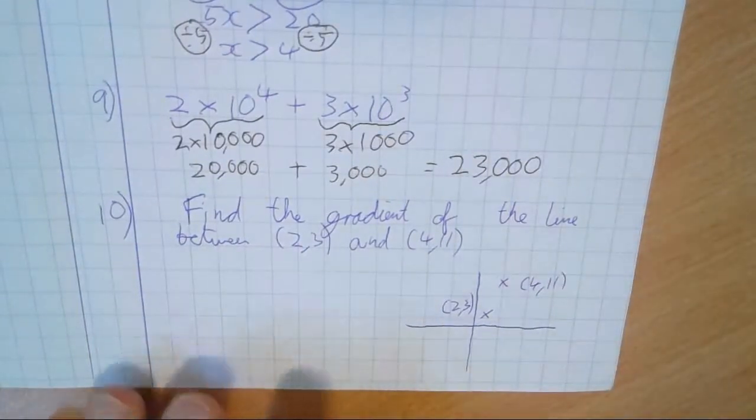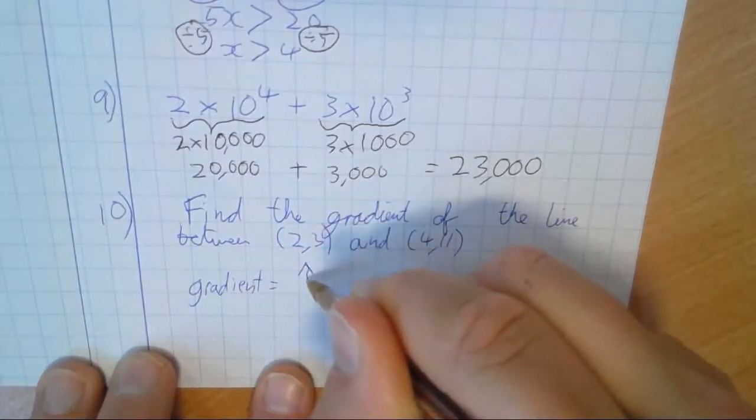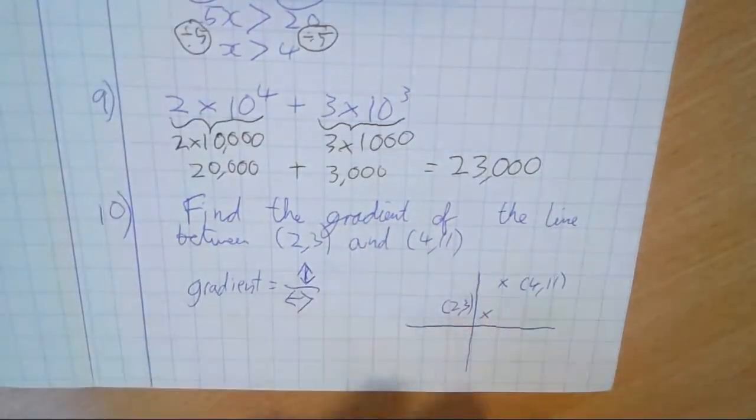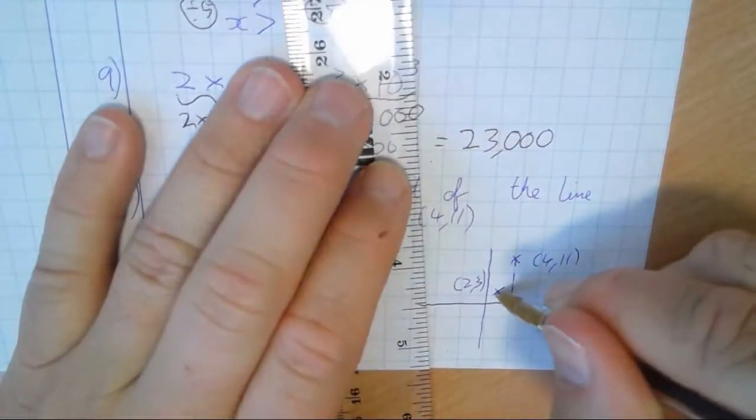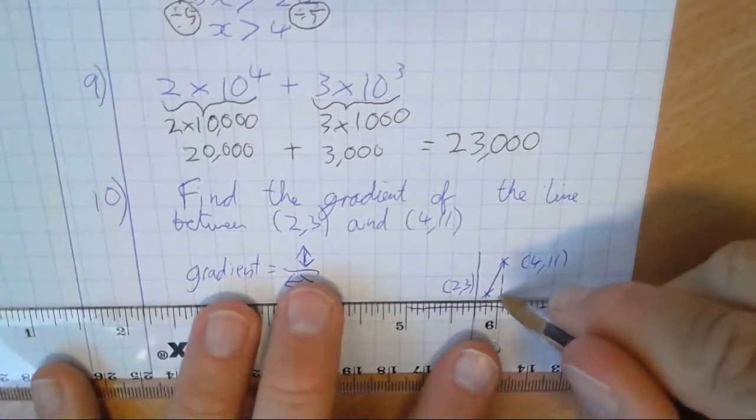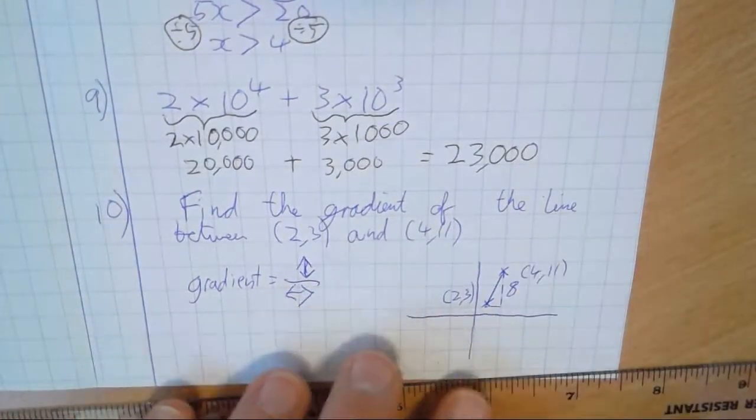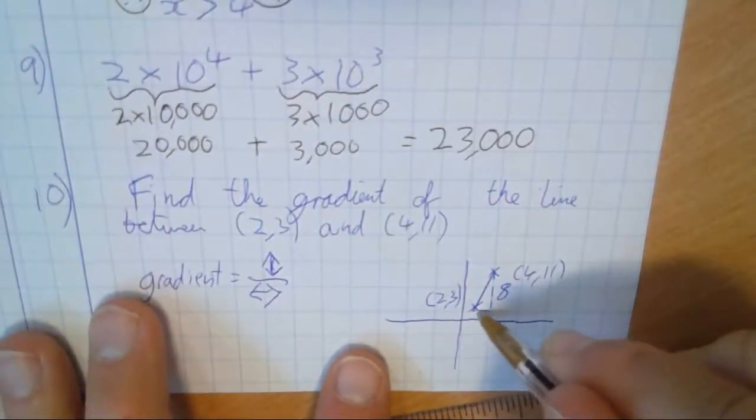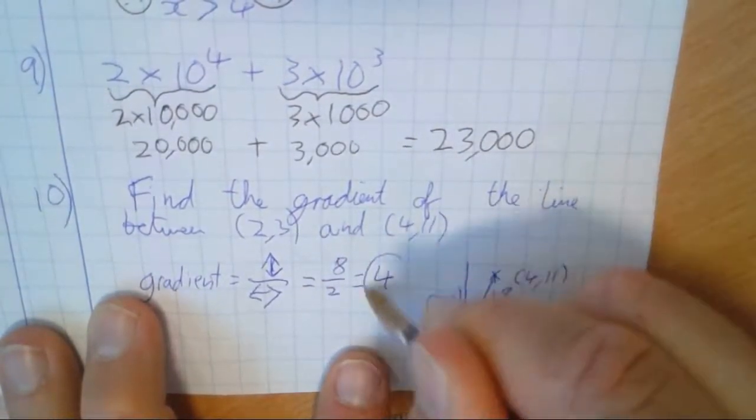So when we're working out a gradient, it is the amount up or down divided by the amount left or right. Just drawing a little triangle, here's my line. I've got my amount up or down, and my amount left or right. The amount up is from 3 to 11, so that is 8. The amount left or right is from 2 on the x-axis to 4 on the x-axis, so that's 2. So this is going to be 8 over 2, which is 4, gradient of 4.